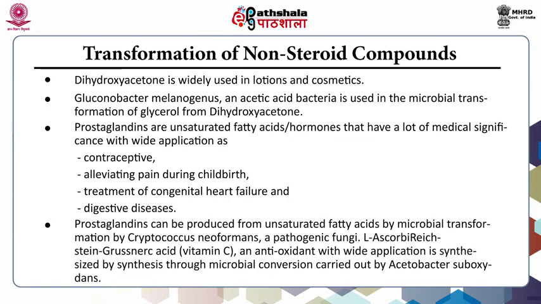Prostaglandins can be produced from unsaturated fatty acids by microbial transformation by Cryptococcus neoformans, a pathogenic fungus. L-ascorbic acid, an antioxidant with wide application, is synthesized through microbial conversion carried out by Acetobacter suboxidans.